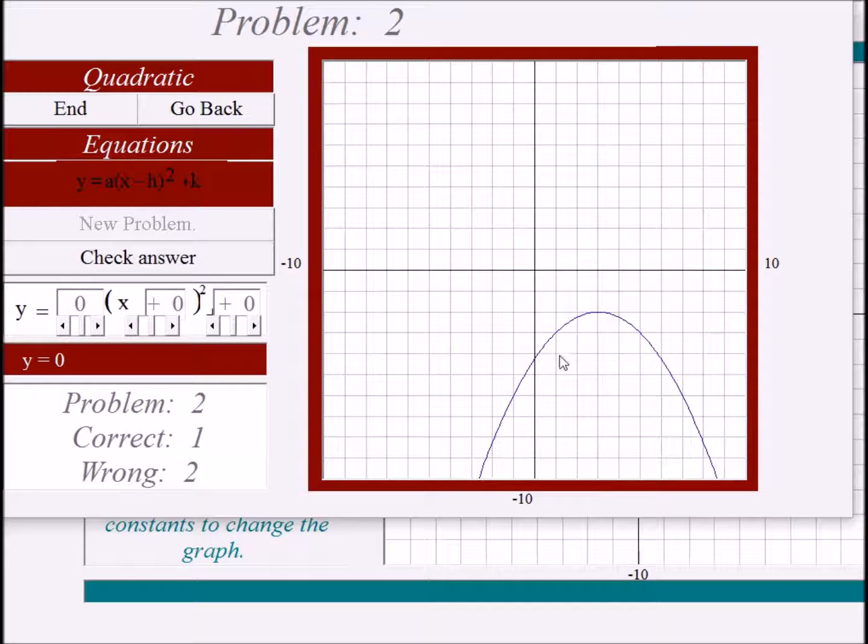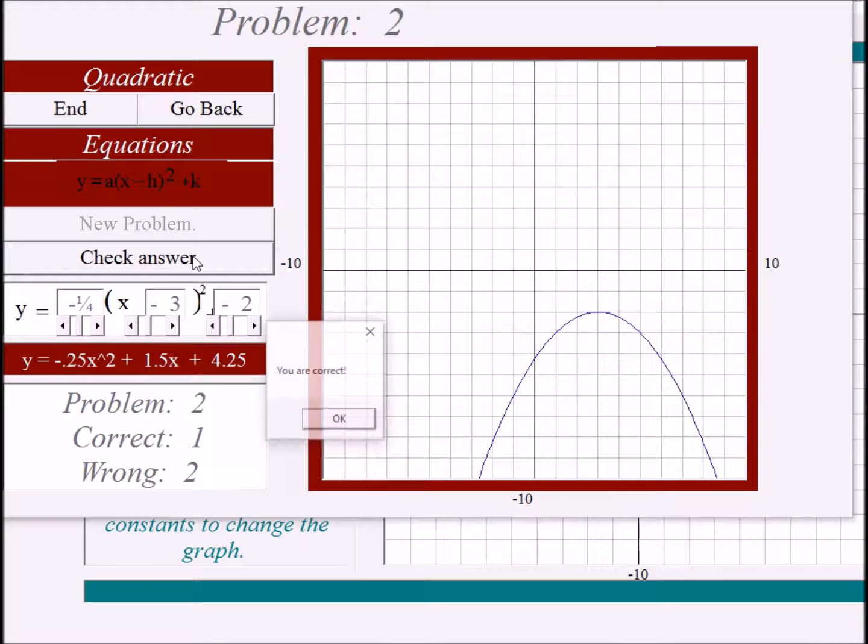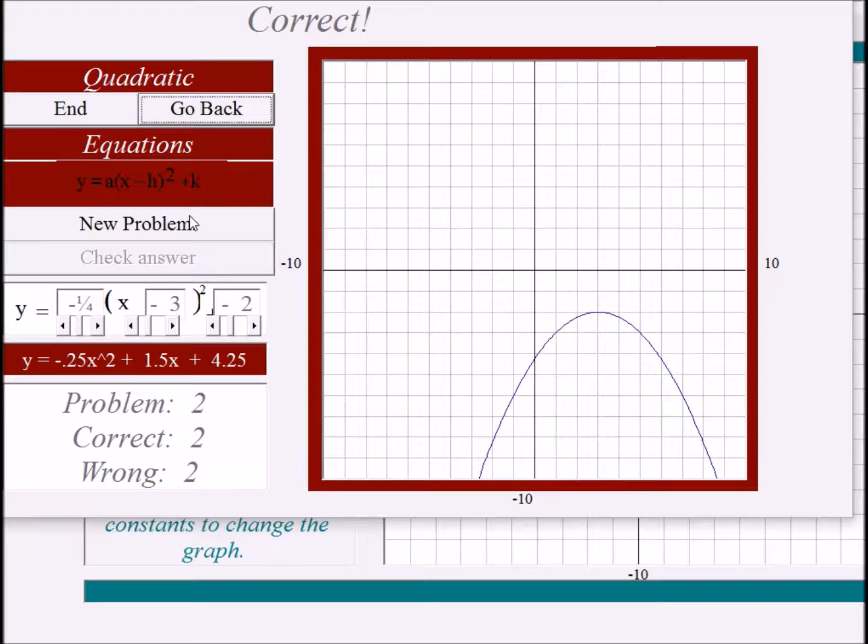Does this function live at home on the origin? No. He's moved in the x direction 1, 2, 3 to the right, which means he's the bad dog. We need to move negative 3 in here. In north and south, he's moved down 2. What's his shape? If we go 1 to the right, he's just gone down a little bit. I think it's negative 1/4, negative 0.25. Check, we win. New problem.